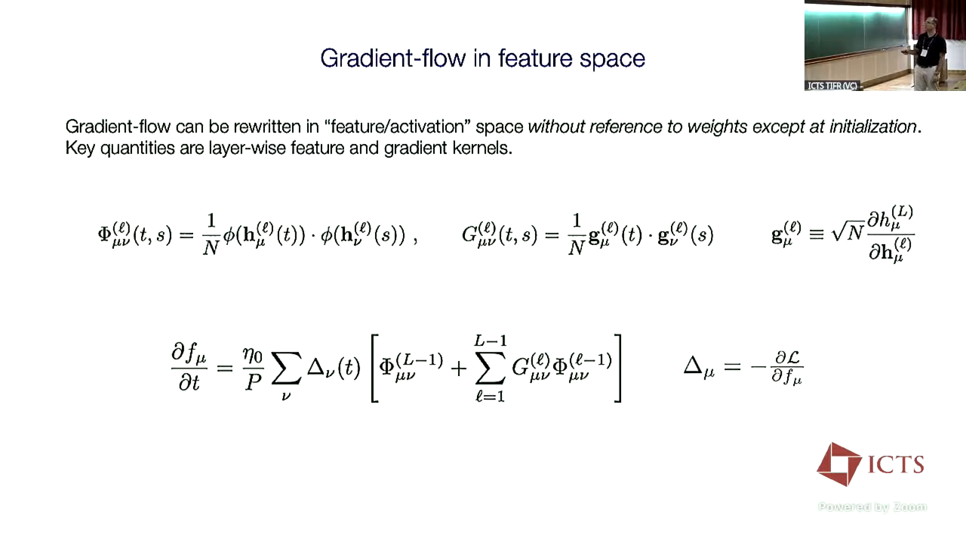P is the number of samples. You can ignore this P. I put this before for certain thinking. You can combine eta 0 and P into one learning rate. I'm not going to scale P. P is just a data set. Cool. All right, so here's the thing.